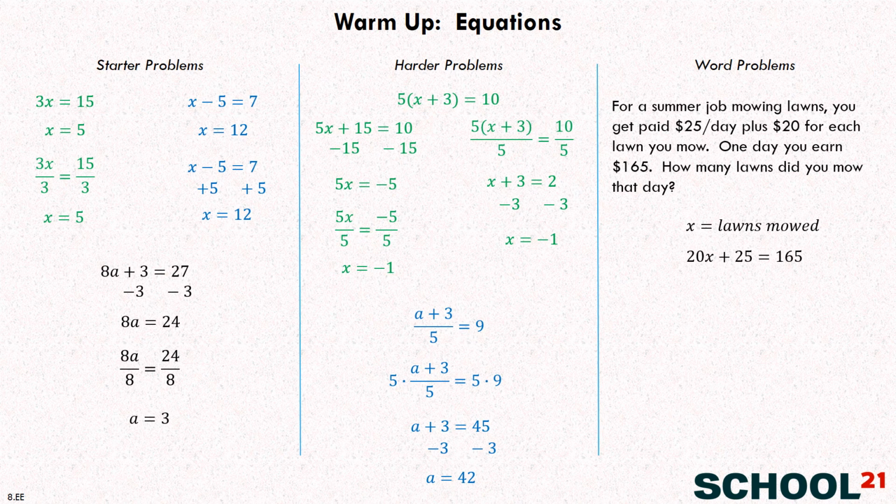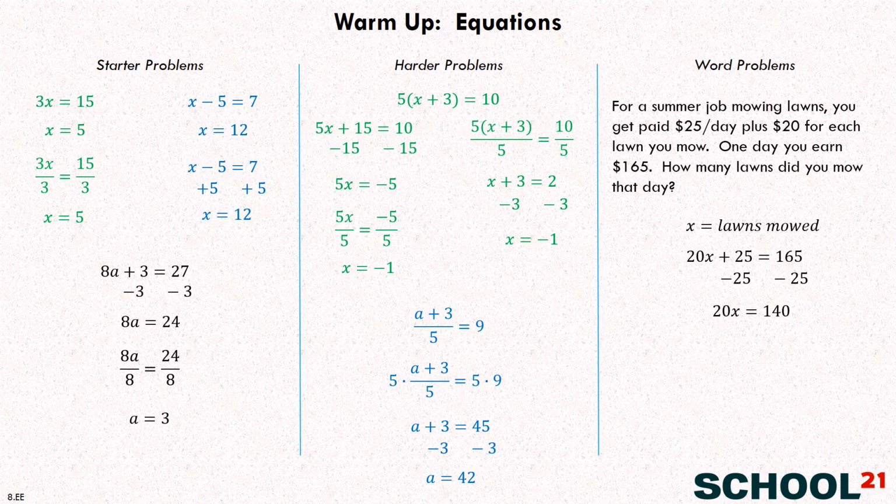So what's bugging us here? The plus 25 and the 20. And which one do you want to get rid of first, probably? Probably the 25. You could do it the other way, but it would get you into some fraction territory, which is a little harder to deal with. So that plus 25, how are we going to get rid of that? Subtract 25. Okay, so we'll subtract 25 from both sides. What will be left on the left side? 20X. Good. And how about on the right side? Can you use some mental math there? 140. Good. So 20x equals 140.